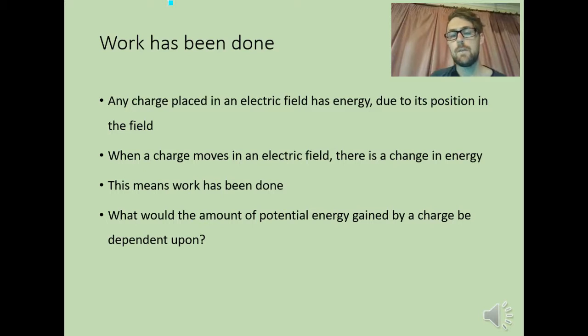All right, so what we gather from that is if we place a charge in an electric field, it will have an energy due to its position in the field. Okay. Now, if we move the charge in the electric field and there's a change in energy, there has been work done. Okay, so work occurs when there is this change in energy, and that's really important. Okay, what would this amount of potential energy gained depend upon? We'll have a look at that now.